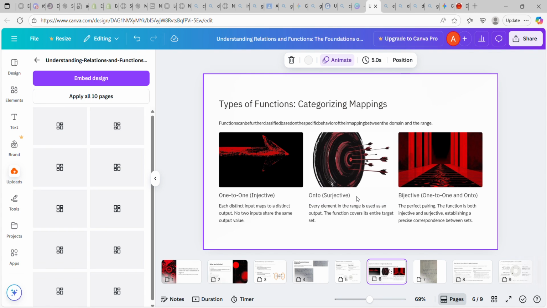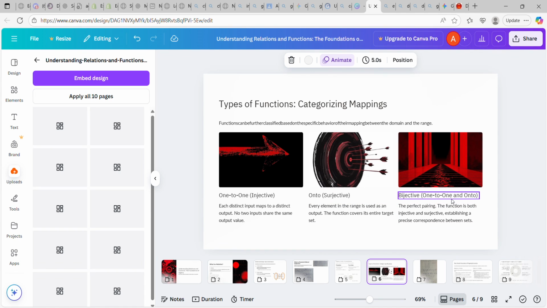Moving to the next, we have onto, meaning surjective functions. In an onto function, every image should have at least one pre-image. It is also known as a surjective function. Bijective means one-to-one and onto, so it should satisfy both conditions. It should be one-to-one and also onto. The perfect pairing: the function is both injective and surjective, establishing a precise correspondence between sets.